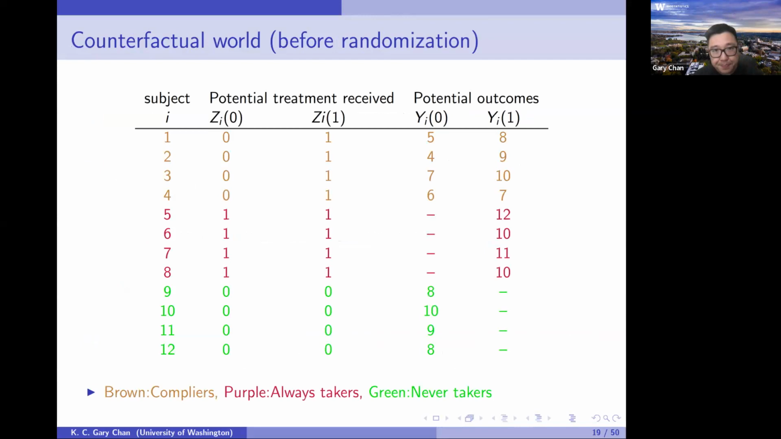As I said, there are compliers, always takers, and never takers, defined for each individual, but you don't get to observe them. But suppose you can observe them: here the brown first 4% represents compliers, the next 4% are always takers, then you have the green never takers. Suppose we know their strata membership, then we know their potential treatment received, because it is determined by the membership. If you are assigned control, the compliers will take the control, always takers will take the treatment, never takers will take control. If assigned to the intervention, compliers will take the treatment, always takers will take the treatment, never takers will not take the treatment.